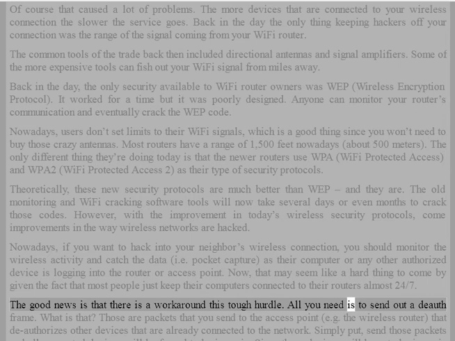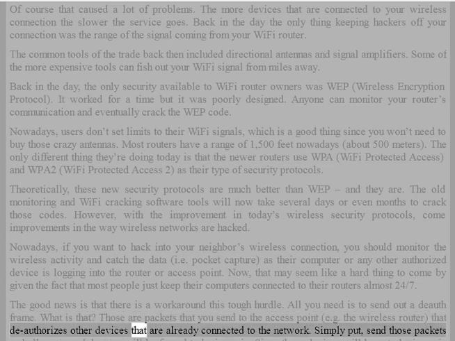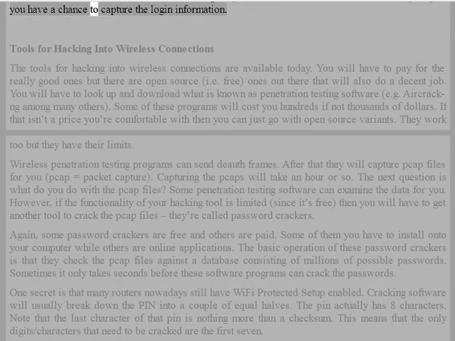All you need is to send out a deauth frame. What is that? Those are packets that you send to the access point, e.g. the wireless router, that deauthorize other devices that are already connected to the network. Simply put, send those packets and all connected devices will be forced to log in again. Since those devices will have to log in again, you have a chance to capture the login information.